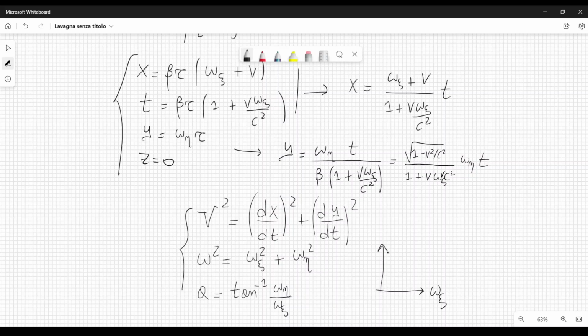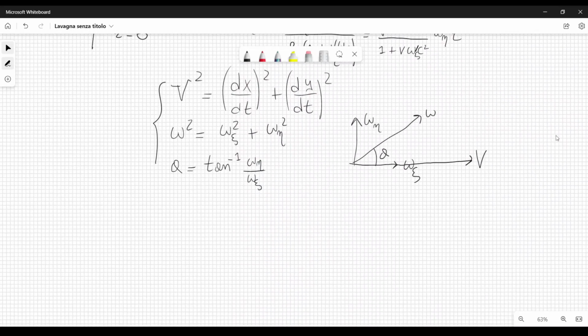Then we have the direction of eta, which contains omega eta, and somewhere here we have omega, and this angle is A. And along omega xi, since xi is also parallel to the direction of x, we have V. So A is the angle between V and omega. So if we want to find capital V squared, we simply have to take these derivatives from the Lorentz transformations.